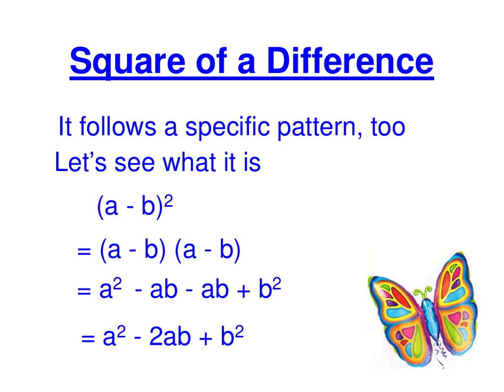Alright, this is the square of a difference. That means there's subtraction between the two terms instead of addition. And it follows the same pattern as the square of a sum. It's just that the sign is minus. When there's a minus between them, that middle sign is negative. It's the only difference between the two.